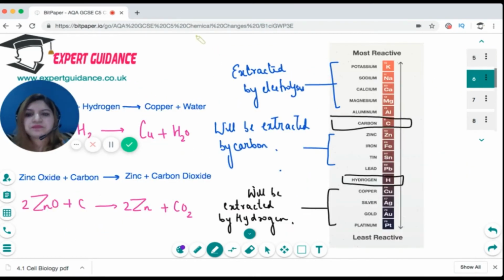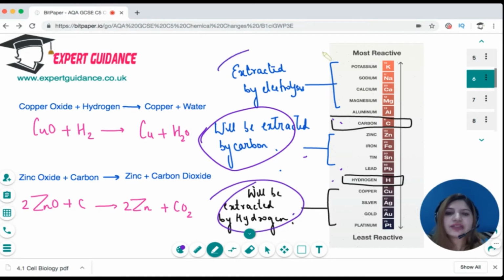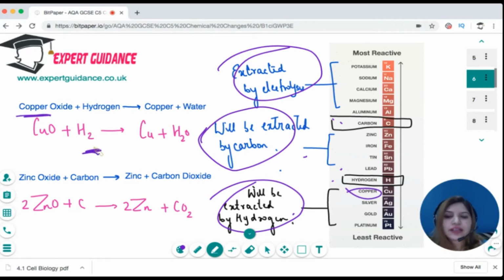All right. So now, as I already told you, elements below carbon will be extracted by carbon, below hydrogen will be extracted by hydrogen, and the ones above by electrolysis. So copper oxide, copper is below hydrogen, we can easily reduce it with hydrogen and extract copper. Zinc is below carbon, so carbon can be used as a reducing agent for zinc.